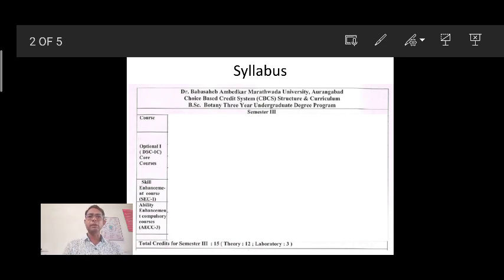Along with that, the skill enhancement course includes courses required for the enhancement of the skills of the students, and the third part, the ability enhancement course, has the second language and the compulsory language. So likewise it is included in the syllabus of semester 3 of second year. Now the total credits for this semester 3 is 15, that is 12 for theory and 3 credits for the laboratory.